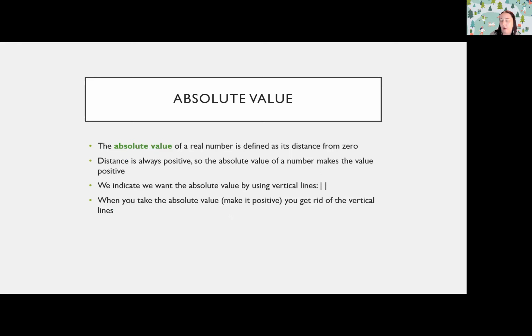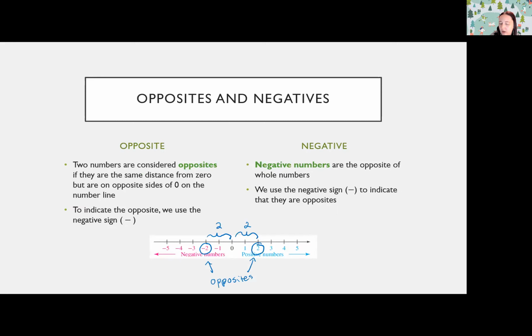Absolute value. Absolute value is an action that you take. It is defined as the distance a number is from 0. So if I go back to where we were talking about opposites and negatives, we had -2 and 2. They're both 2 away from 0. So the absolute value would be 2 for both of those numbers. The absolute value of -2 is 2, and the absolute value of 2 is equal to 2 because they're the same distance away.